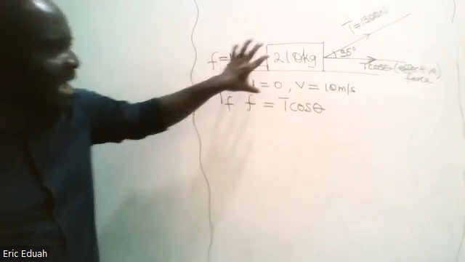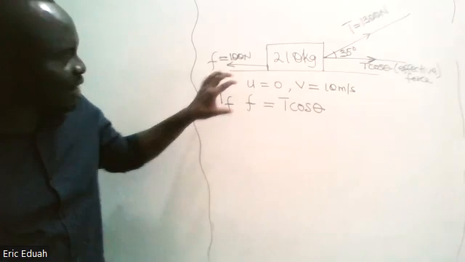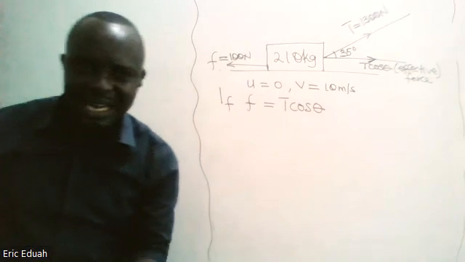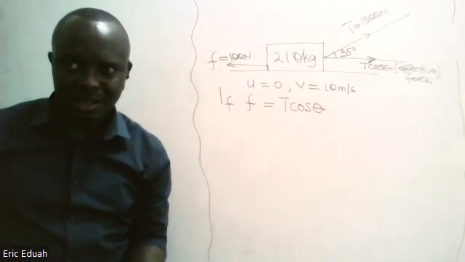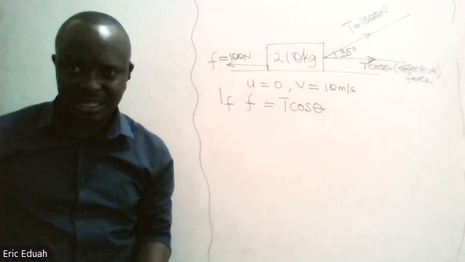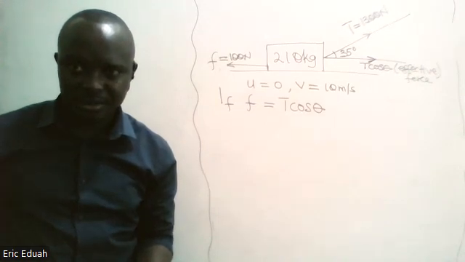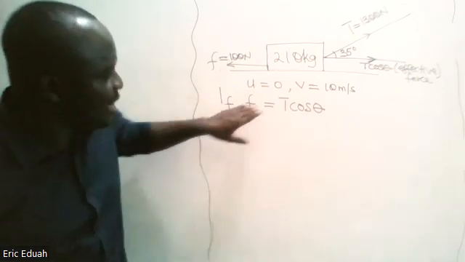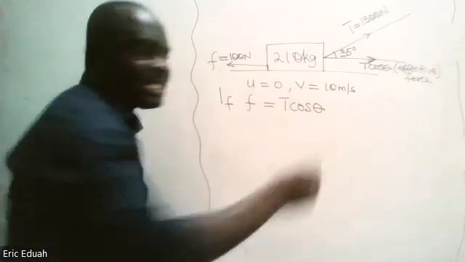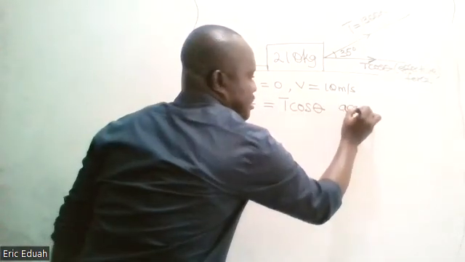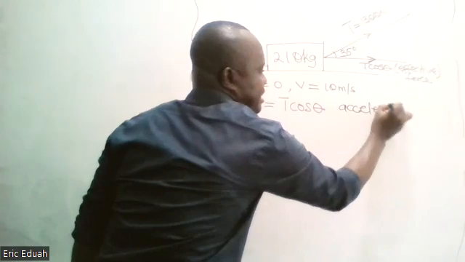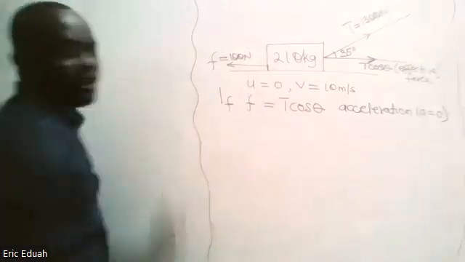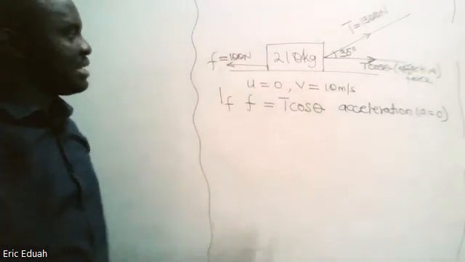Okay? In that case, if the net force acting horizontally is 0, would there be an acceleration? No. Okay, so if F is equal to this, acceleration is equal to 0. Acceleration A will be equal to 0 because the net force acting on it is 0.